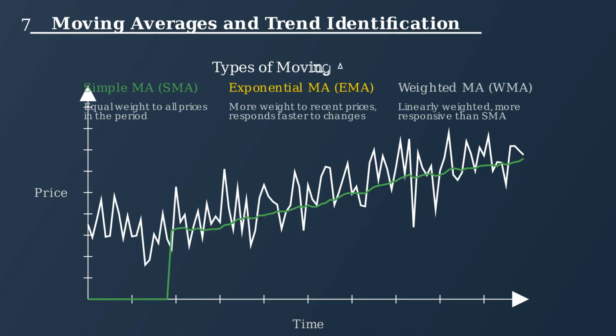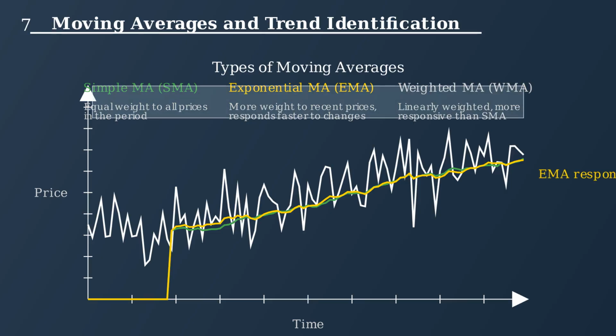There are several types of moving averages. The simple moving average gives equal weight to all price points. The exponential moving average places more emphasis on recent prices, making it more responsive to new information. Notice how the exponential moving average responds more quickly to price changes, while the simple moving average provides a smoother line that reduces false signals.